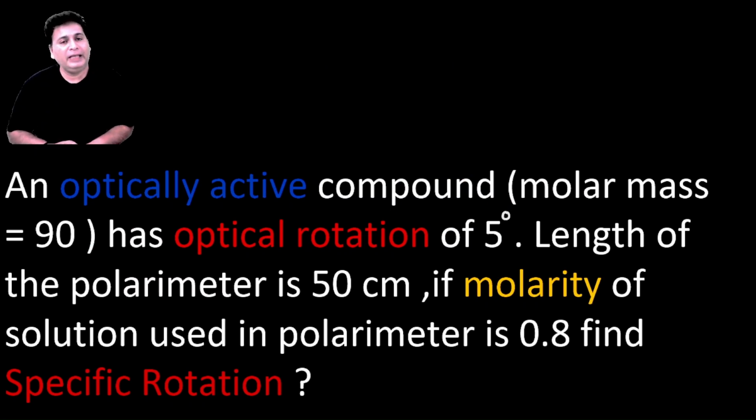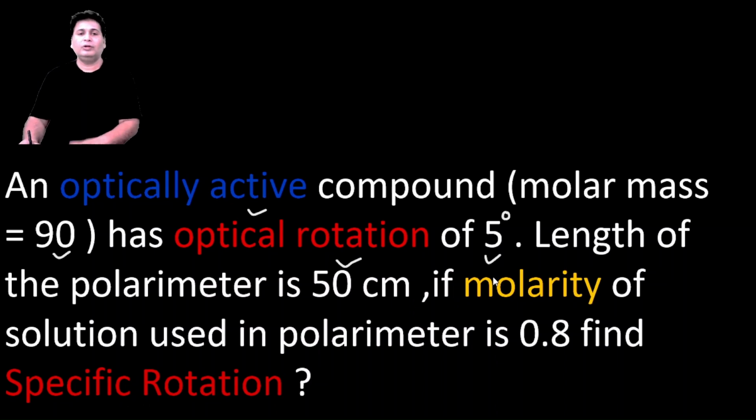As you see this question on your screen, I will read out the whole question and will explain what it is asking for. There is an optically active compound. The molar mass of the compound is 90. It has an optical rotation of 5 degrees. So you have made a solution of this organic compound.